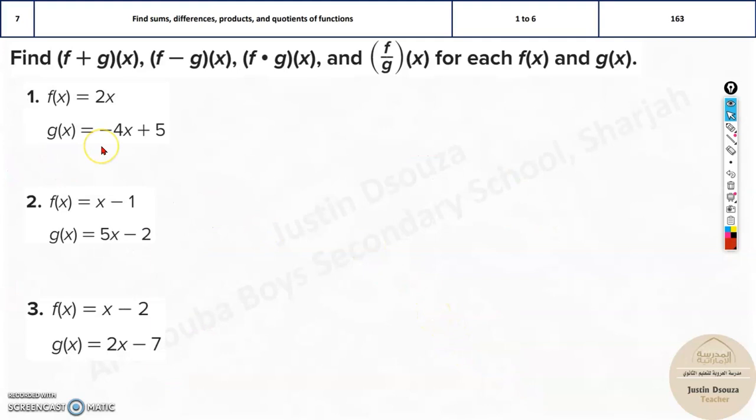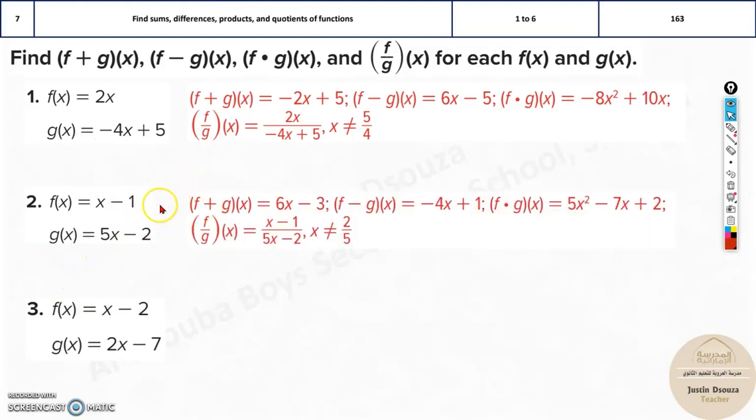Now, all these problems you need to do by yourself because they are very straightforward. There is nothing over here. It's very, very simple. Just add them up. X plus 5x is 6x. Minus and minus will be adding, but you need to write the negative sign. Same way over here, you need to subtract. It'll be minus 4x and plus 1. You need to multiply these. You can use the FOIL method, binomial multiplication. And lastly, just write them divided by.